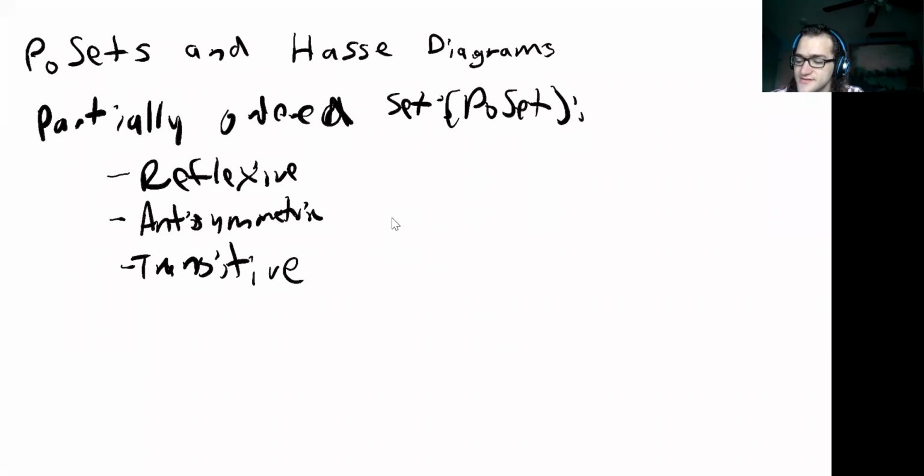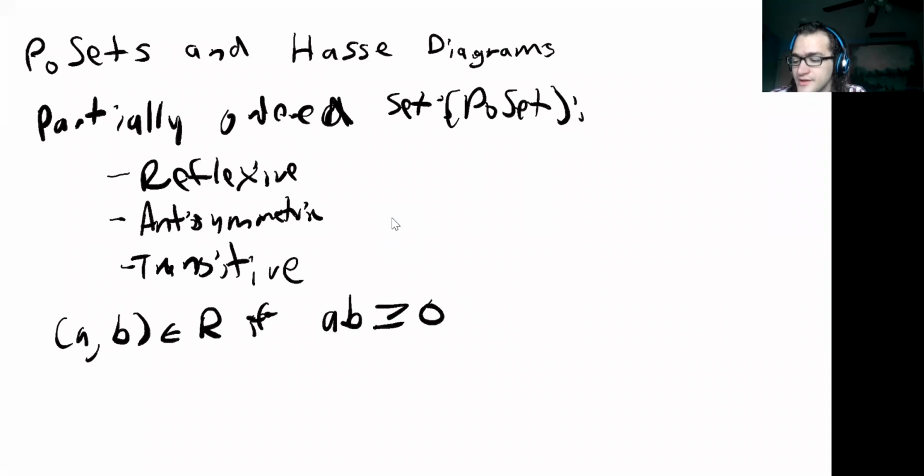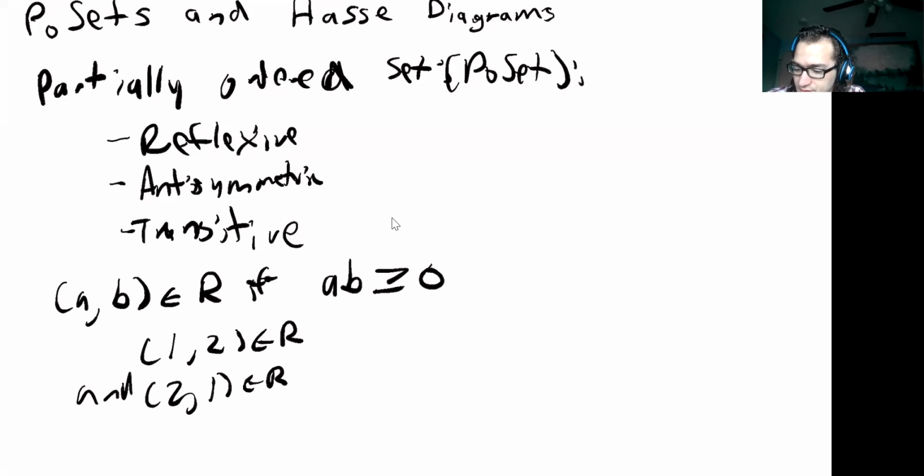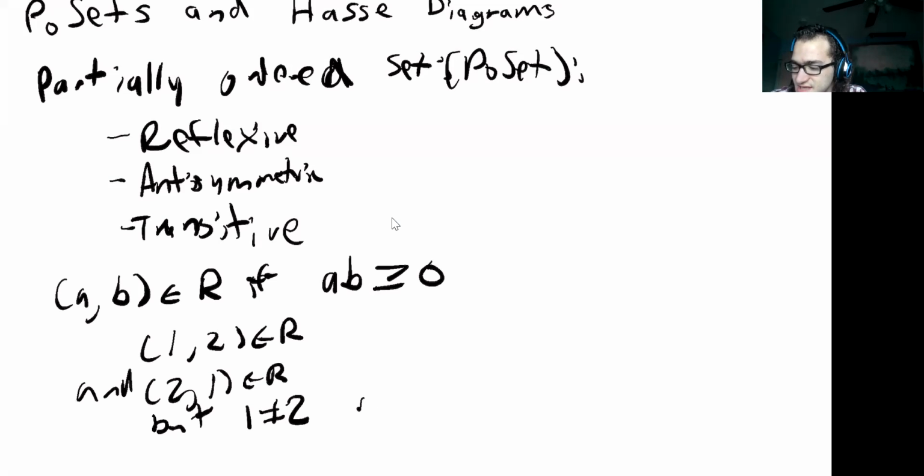And so if you had, say, a relation that didn't fulfill these properties, maybe you say, okay, A relates to B if A multiplied by B is non-negative. Well, this relation doesn't fulfill antisymmetry, so it would not be a partially ordered set. So I could say 1 relates to 2, and 2 relates to 1, but these elements are not equal, and so we can say it's not antisymmetric. So this wouldn't work for us.